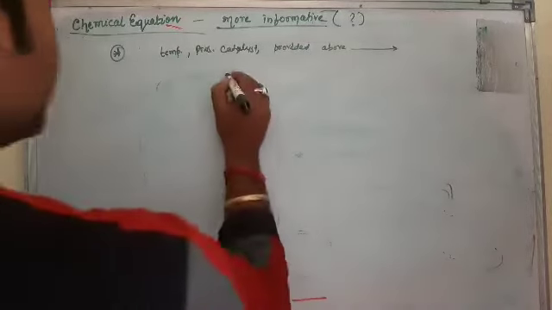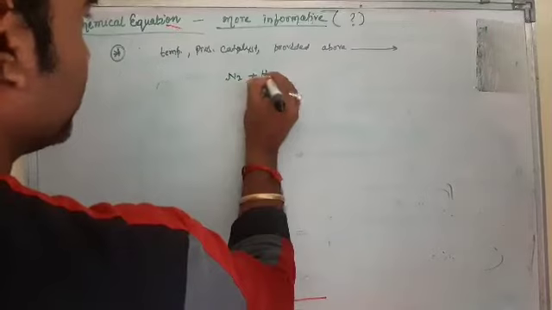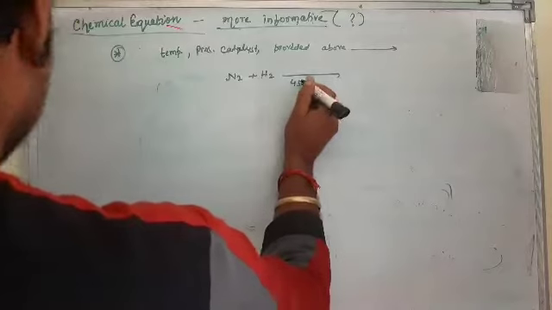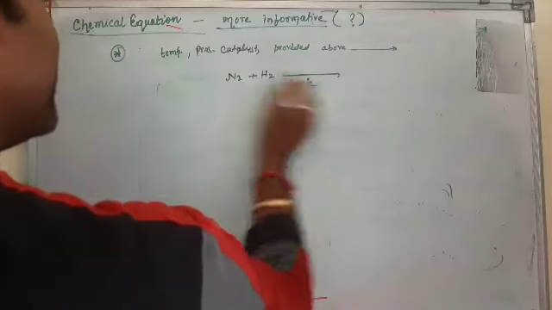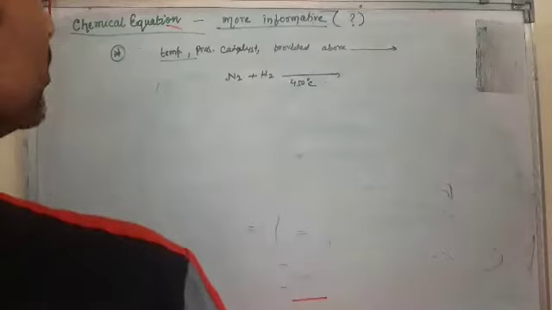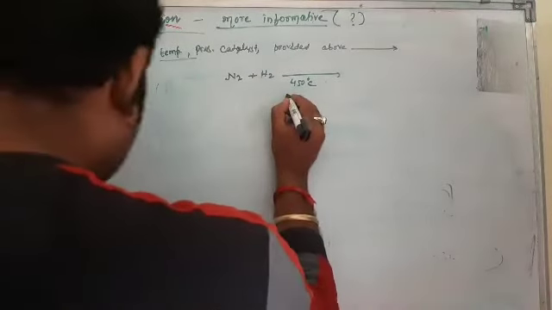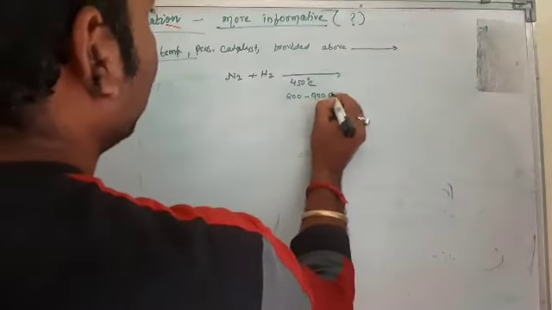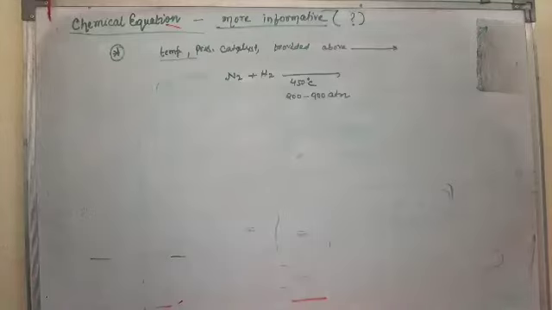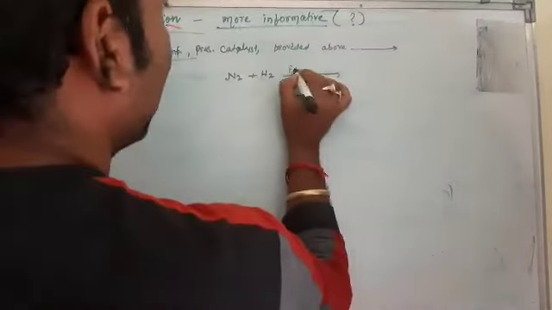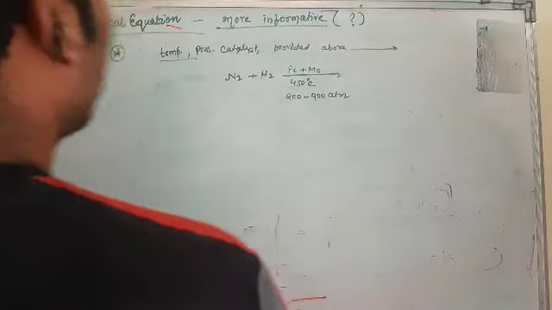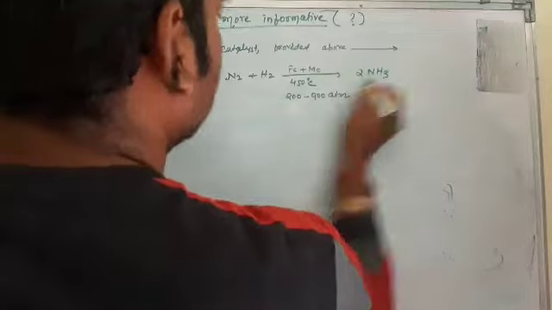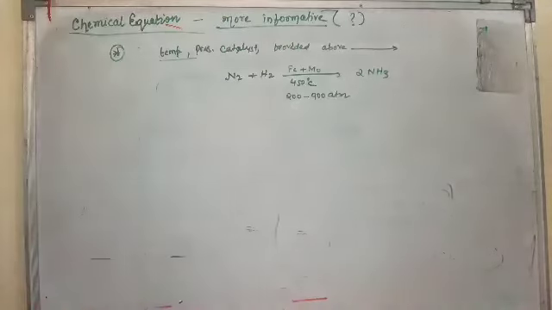Suppose the formation of ammonia: N2 plus H2 at 450 degrees centigrade, so temperature is also given, and 200 to 900 atmospheric pressure. In the presence of iron and molybdenum, one of them is the catalyst and one is the promoter, then ammonia is formed. So it is more informative.